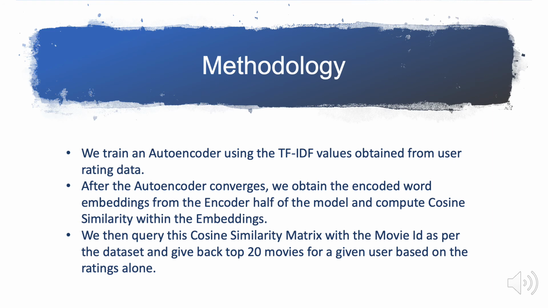After the autoencoder converges, we obtain encoded word embeddings, and then we compute the cosine similarity within these encoded embeddings. We then query this cosine similarity matrix with the movie ID as per the dataset and give back top 20 movies for a given user based on the ratings.